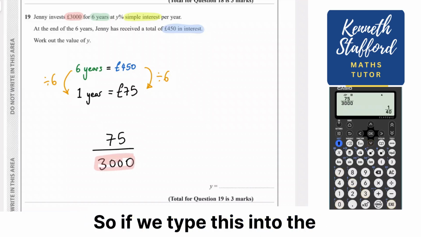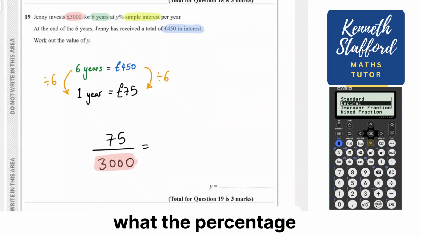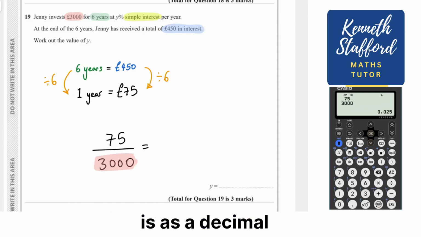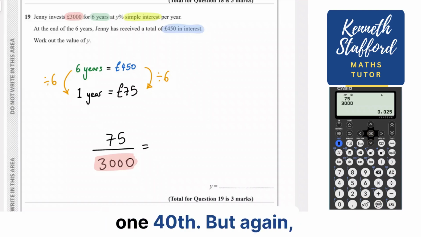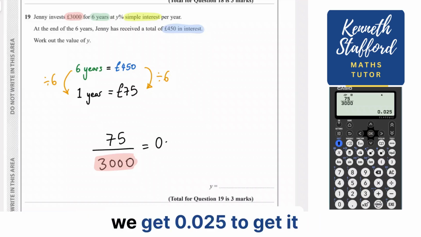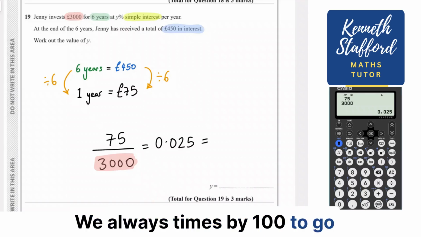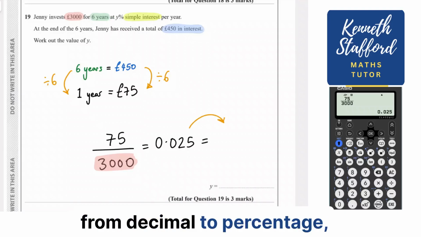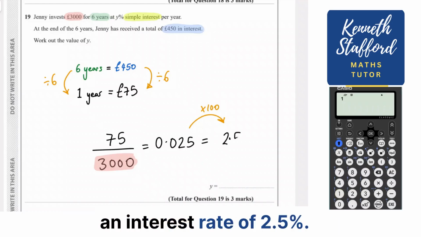So if we type this into the calculator, it will figure out what the percentage is as a decimal, and it will straight away simplify the fraction to 1/40th. But again, if we convert it to a decimal, we get 0.025. To get it as a percentage, we always times by 100. To go from decimal to percentage, we times by 100. So she must have been getting an interest rate of 2.5%.